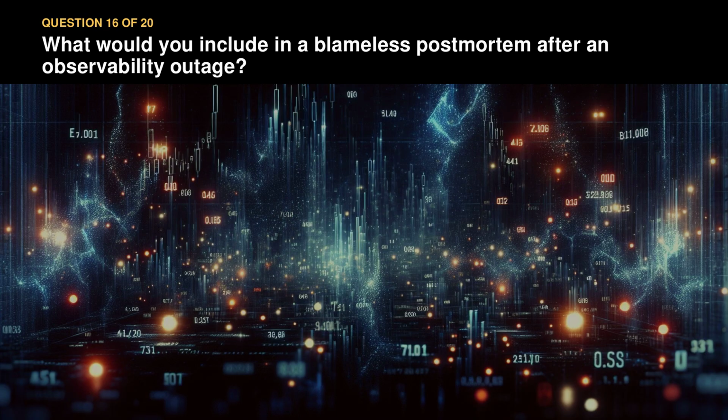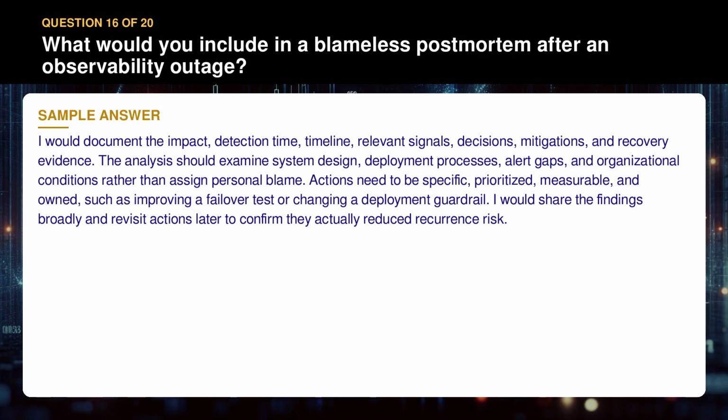What would you include in a blameless postmortem after an observability outage? I would document the impact, detection time, timeline, relevant signals, decisions, mitigations, and recovery evidence. The analysis should examine system design, deployment processes, alert gaps, and organizational conditions rather than assign personal blame. Actions need to be specific, prioritized, measurable, and owned, such as improving a failover test or changing a deployment guardrail. I would share the findings broadly and revisit actions later to confirm they actually reduced recurrence risk.